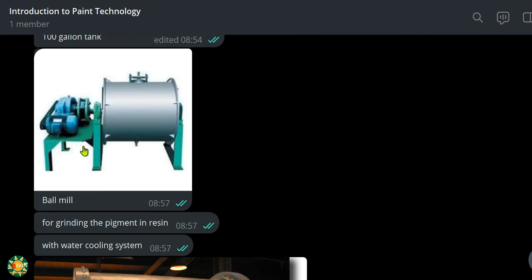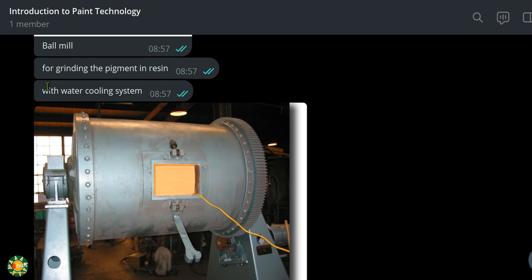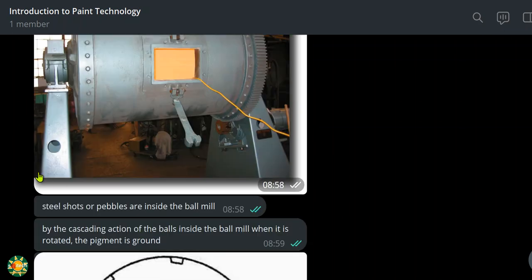grinding. So before that you need a ball mill, and here you have to grind the pigment along with part quantity of resin. And in the ball mill you should have a proper water cooling system also, so that the grinding media should not increase the heat of the pigment or the grinding paste inside the ball mill. And inside the ball mill you have steel shots or pebbles based on the shades.